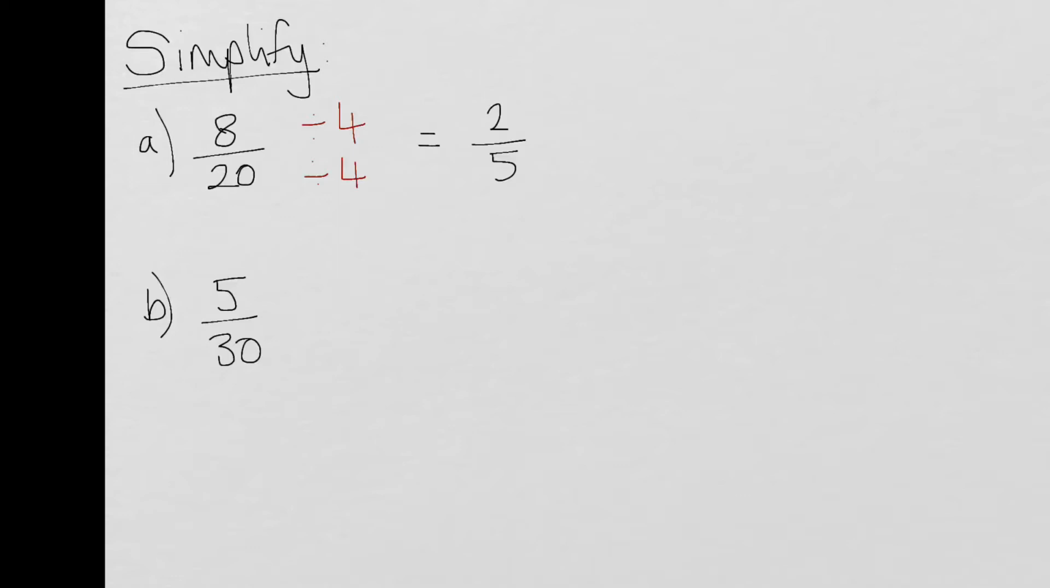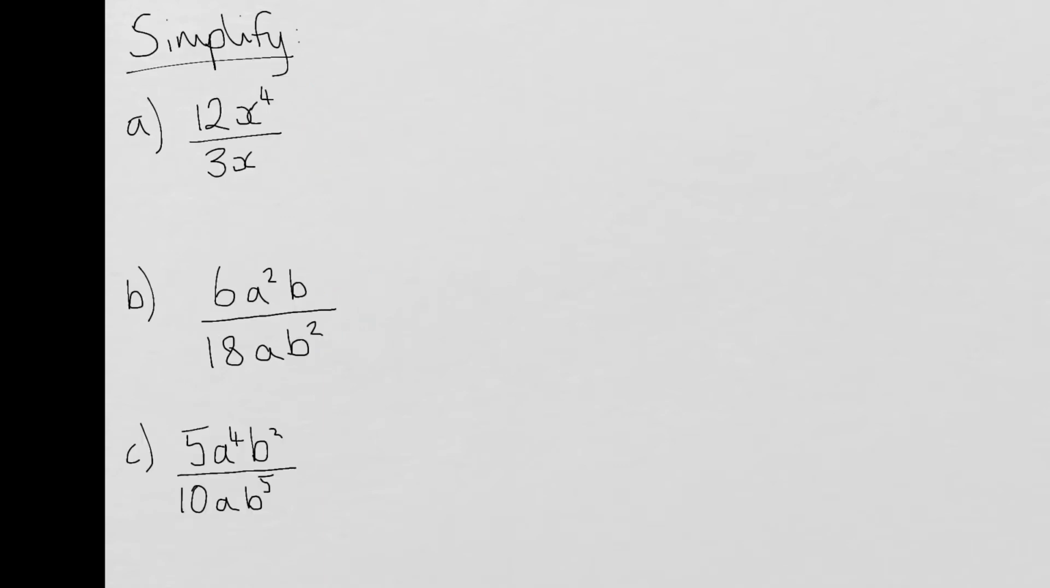If I have a look at the next question, the highest common factor of 5 and 30 is 5. So I'll divide my numerator and denominator by 5. 5 goes into itself once, and 5 goes into 30 6 times. So that's just a quick little recap on simplifying with numbers. Now let's have a look at what happens when we introduce algebra.